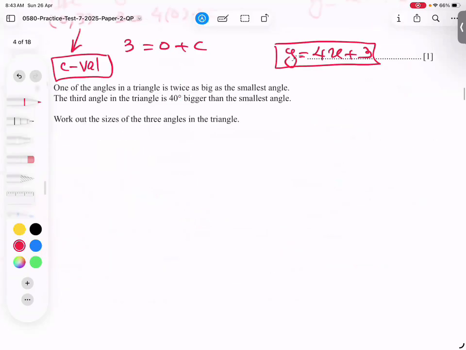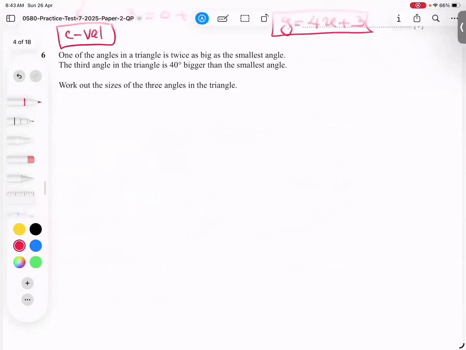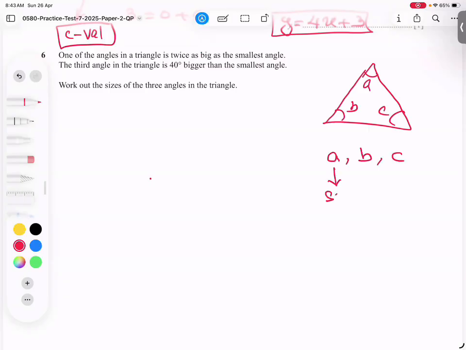Next question, number 6. A good question we have, one of the triangle word problems, always a little tricky and good as well. We talk about a triangle, and every triangle has 3 angles. I call them A, B, and C. He's saying that one of the angles in the triangle is twice as big as the smallest angle. I write them in order: smallest, middle, and largest. So this is the smallest.